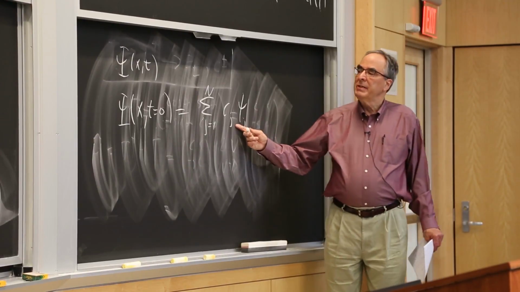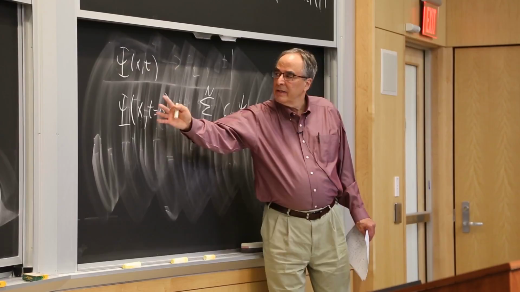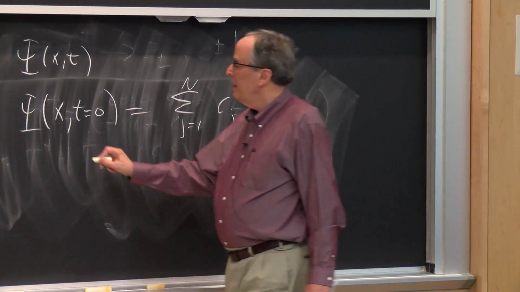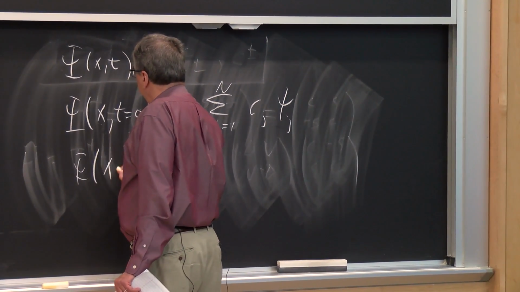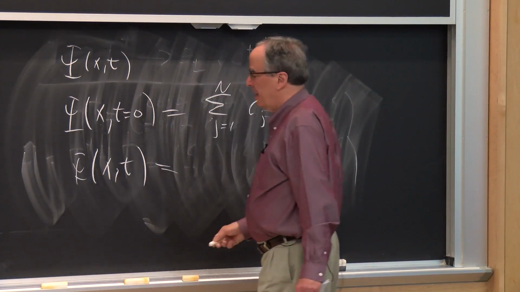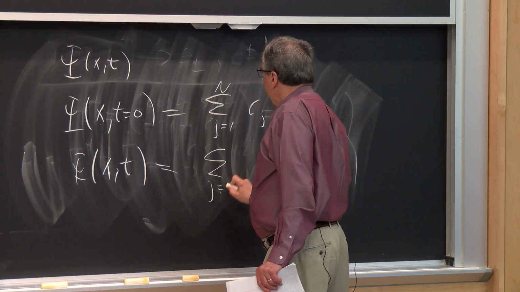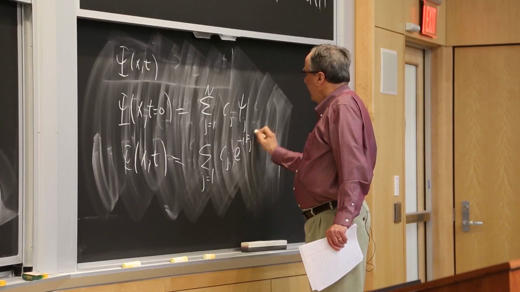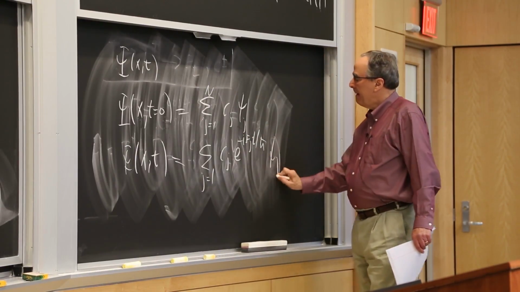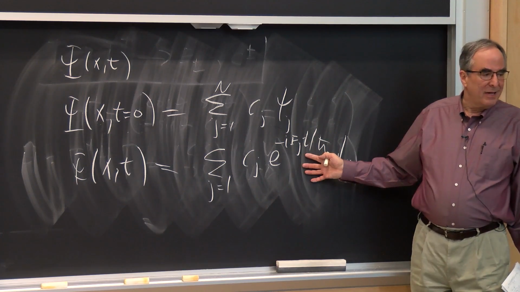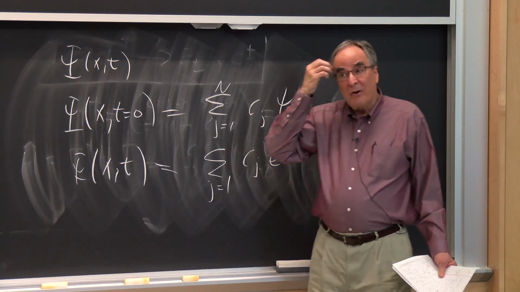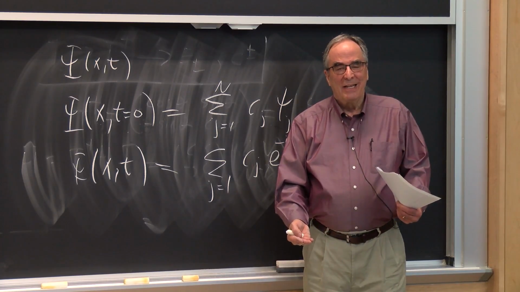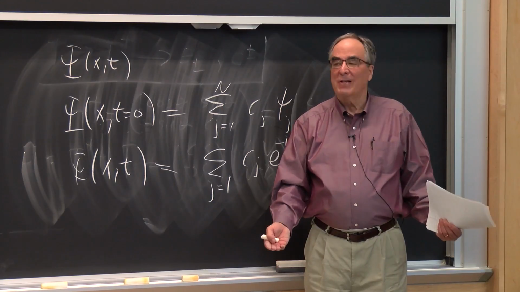Because if we can express the zero order, the t equals 0 pluck, as a linear combination of the eigenstates, then it's just a matter of mindless manipulation because we have c_j e to the minus i E_j t over h bar psi_j. Bang, it's done. So what we want to know is how to go from a not eigenstate to an eigenstate. And lo and behold, that's just the inverse of the transformation.